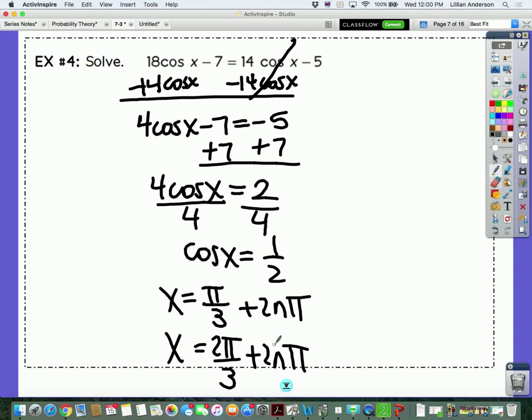For the 2 and pi, yes? It can be in any order because they're all being multiplied, right? Yes?